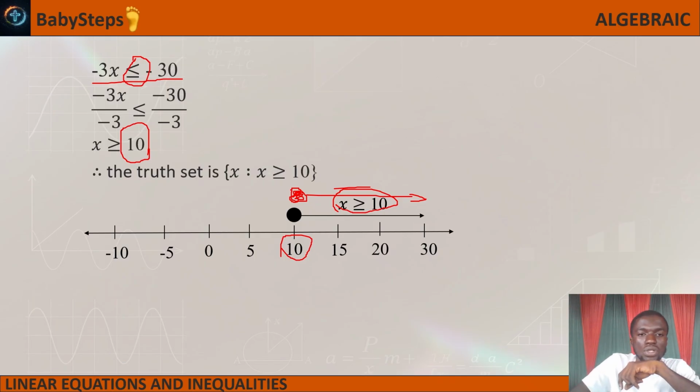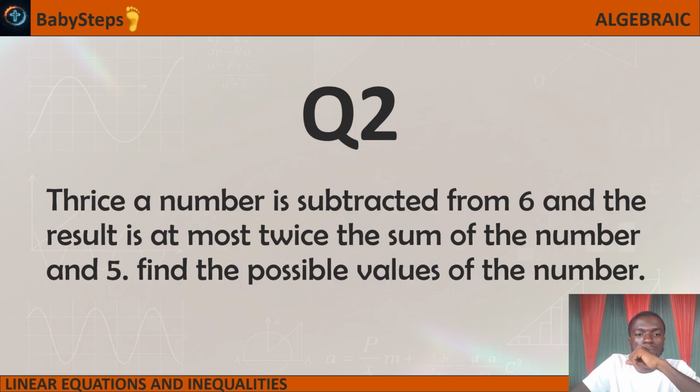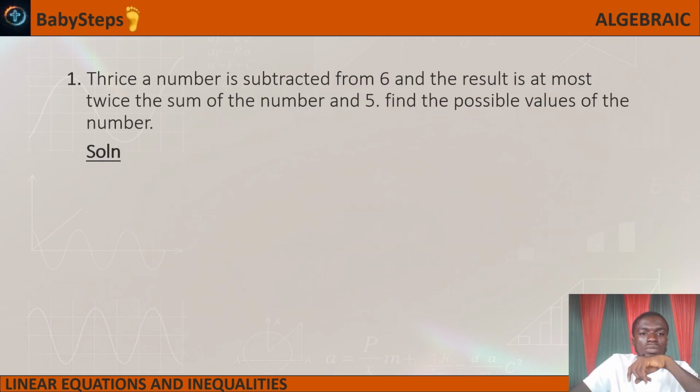Let's move on to our second question. Thrice a number is subtracted from 6, and the result is at most twice the sum of the number and 5. Wow, very interesting. Find the possible values of the number.